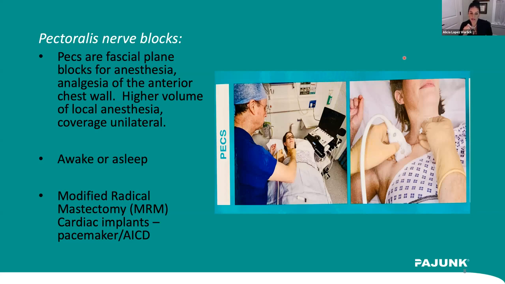And this block is indicated for a lot of chest procedures, but these are the ones that I use the PEC blocks for. So I place PEC blocks in when I can in modified radical mastectomy cases, especially the ones that have axillary node dissection with them, because remember we saw from that paper, that is even more of an increased risk of chronic pain. And then I use this a lot in the cath lab where we are anesthetizing patients for cardiac implants, like a pacemaker or an AICD on one side. So those cases are really great to use the PEC blocks in.